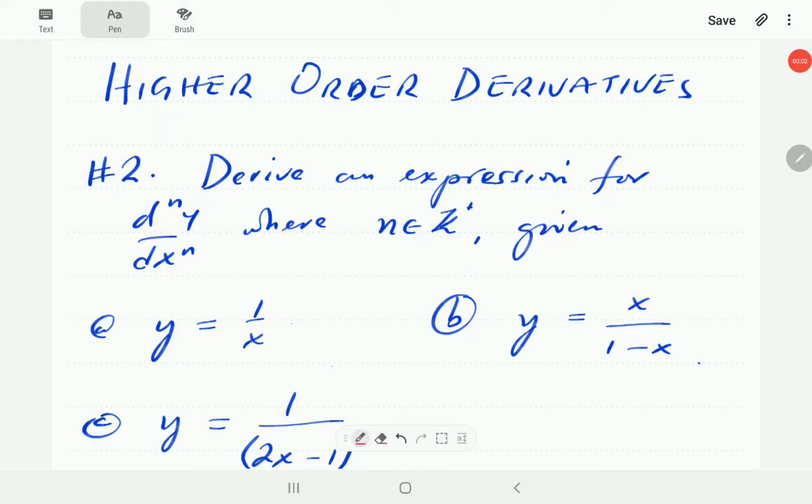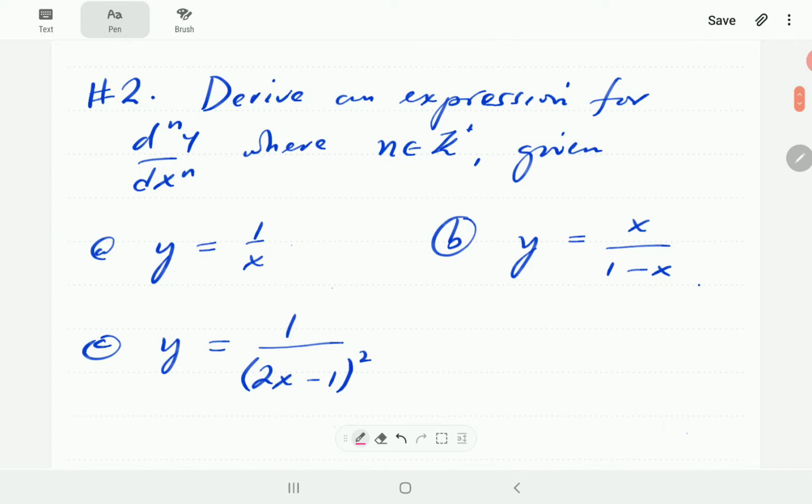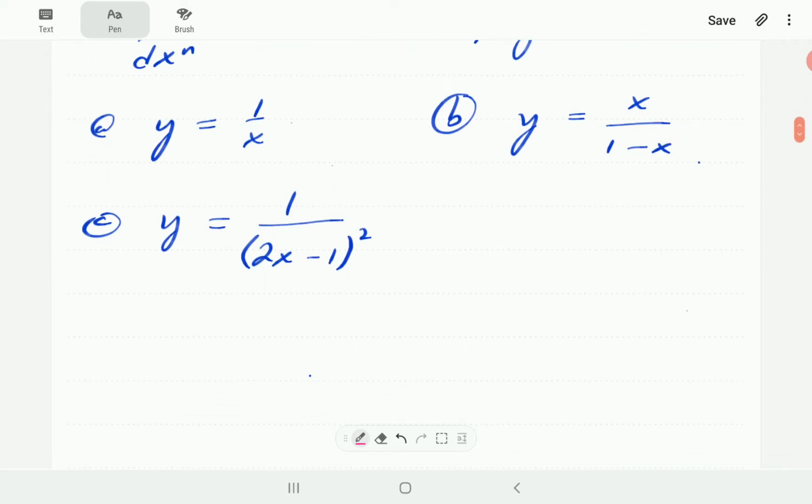Okay, this video is part 2 in a series of videos on higher order derivatives. In part 1, we started doing examples. We did example number 1. In this example, we are going to look at how to derive an expression for the nth order derivative of a given function. So we've got 3 functions here.